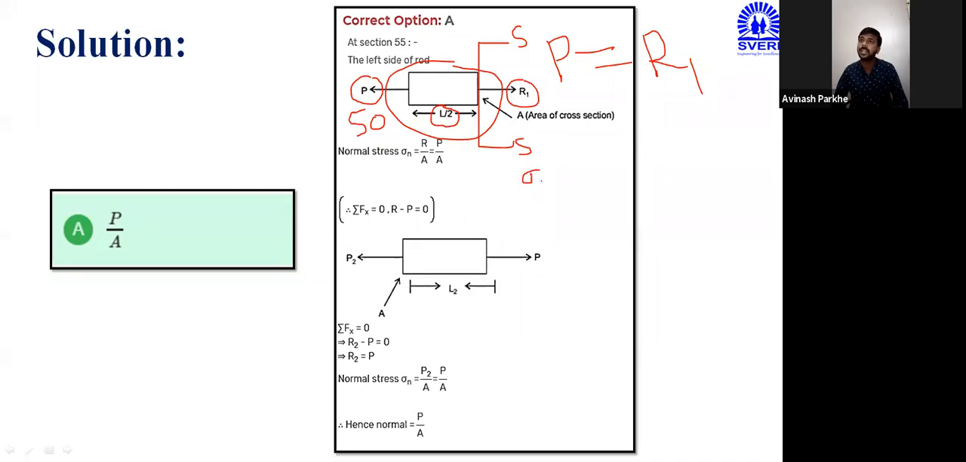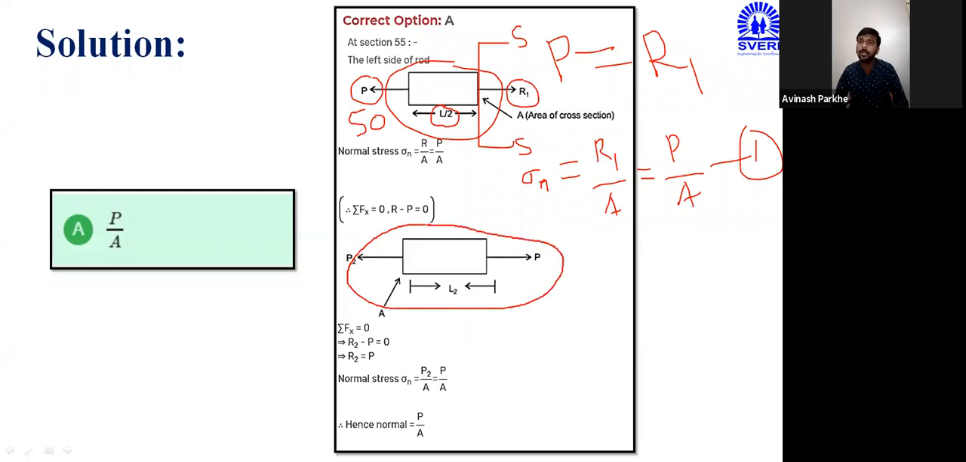Therefore your stress, sigma n, becomes R1 upon A, which is equal to P upon A. So this is equation number 1 we have applied for the left side of the section. Similarly, we have to consider the right side of the section.